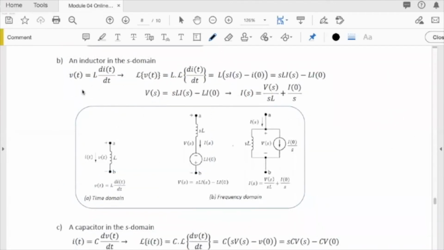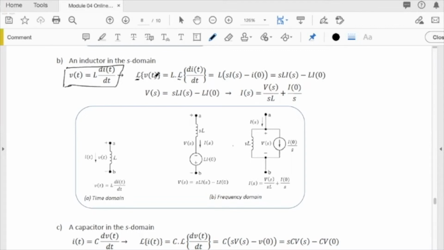So now let's look at the inductor. We have v(t) equal to L multiplied with the derivative of the current. This is how the voltage developed inside an inductor looks like. If we want to transform this into the S domain, we need to apply Laplace transformation on each of the components. We can treat L as a constant, so we put L outside, and we only transform the current terms.